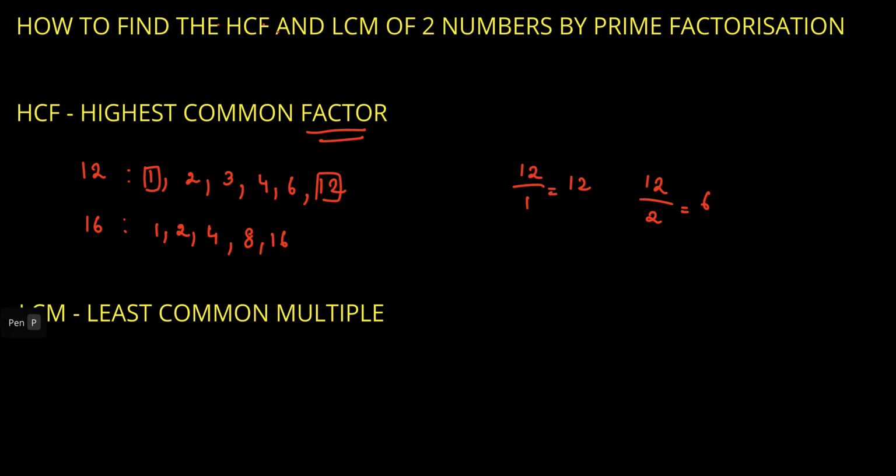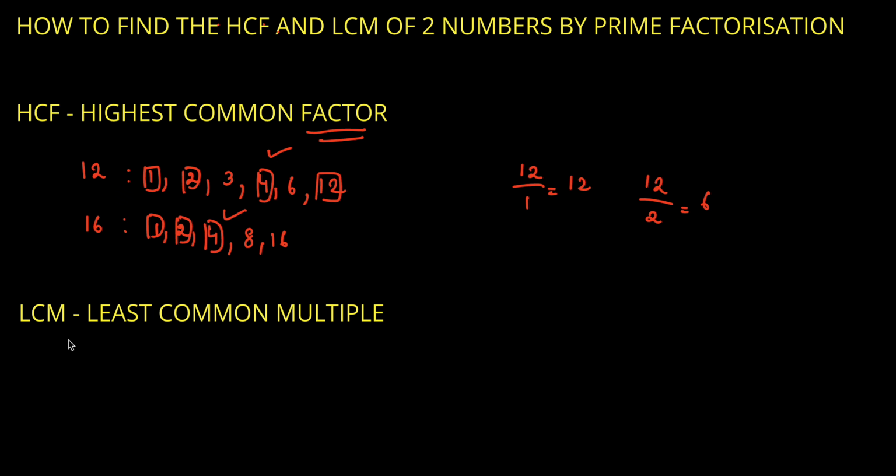Now, among the given numbers, 1 is a common factor, 2 is a common factor because both of them have it, 4 is a common factor, and we have no other common factors. Among the common factors, 4 is the highest one, and that becomes the HCF of 12 and 16.